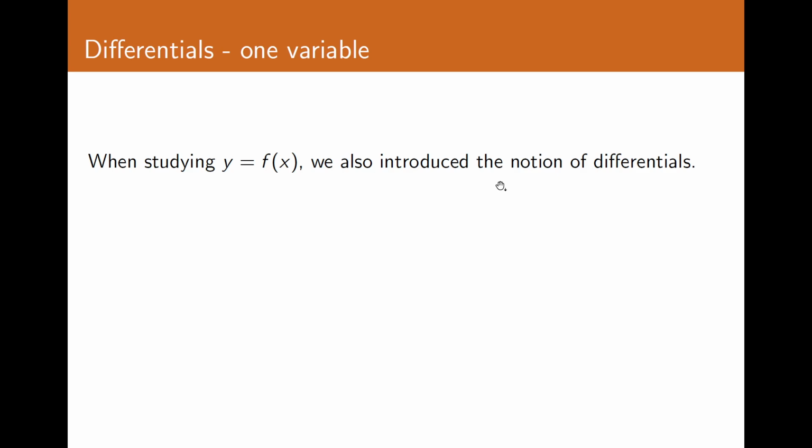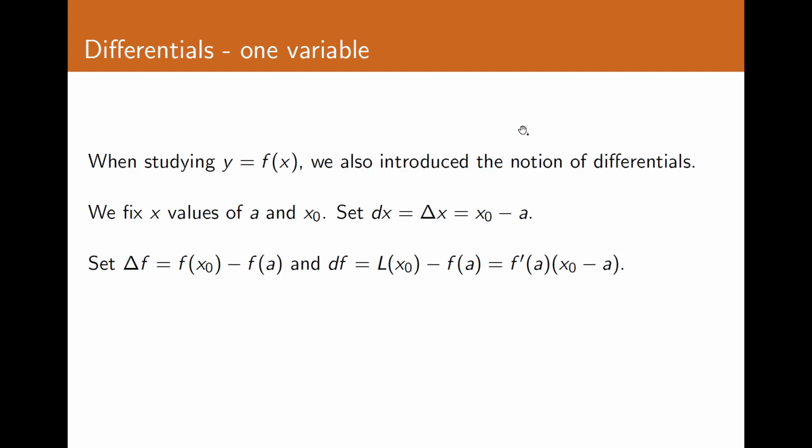And finally, the other topic we had when we were doing tangent lines was differentials. Let's refresh our memory on this as well. We'll take y equals f of x, a function of one variable. Recall we fixed some value a, where we can evaluate f, and x0 is a value where we wish we could evaluate f, but we don't know how to. We set dx to be the difference between these two values, x0 minus a. We set delta f to be f of x0 minus f of a. This is the quantity we don't know how to calculate.